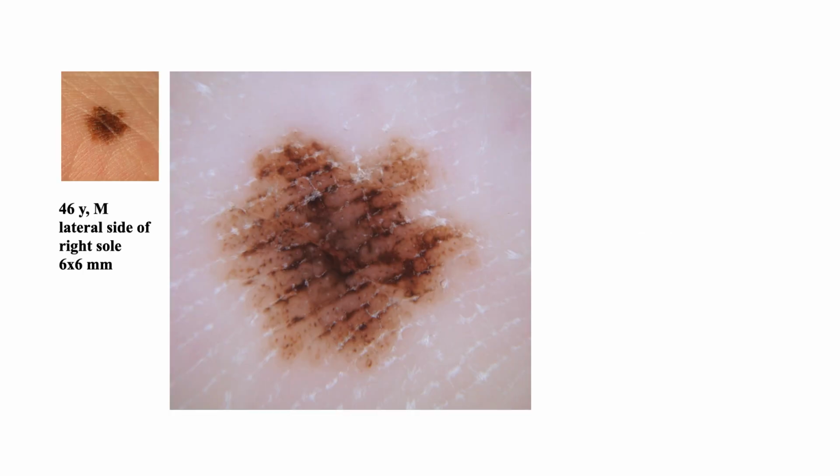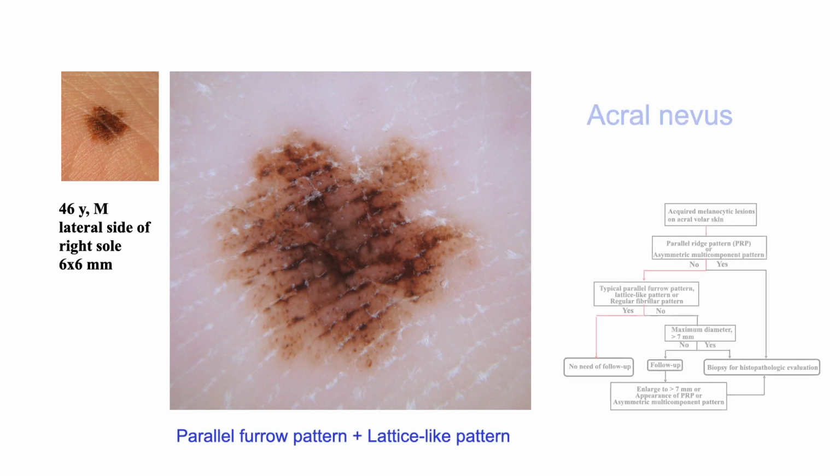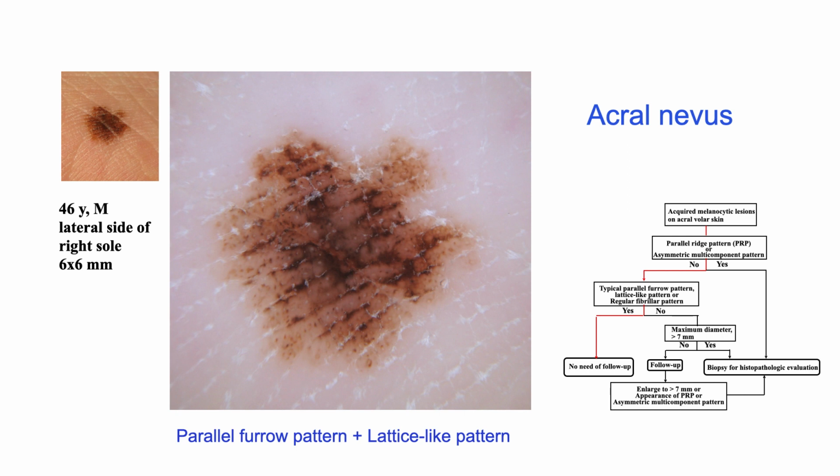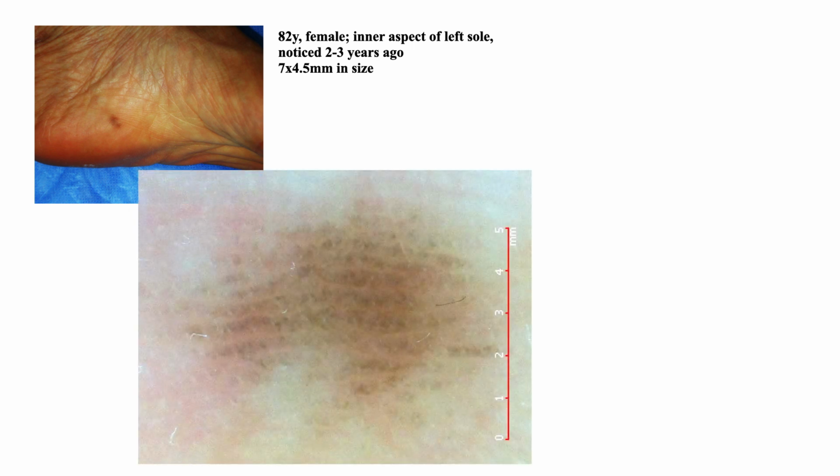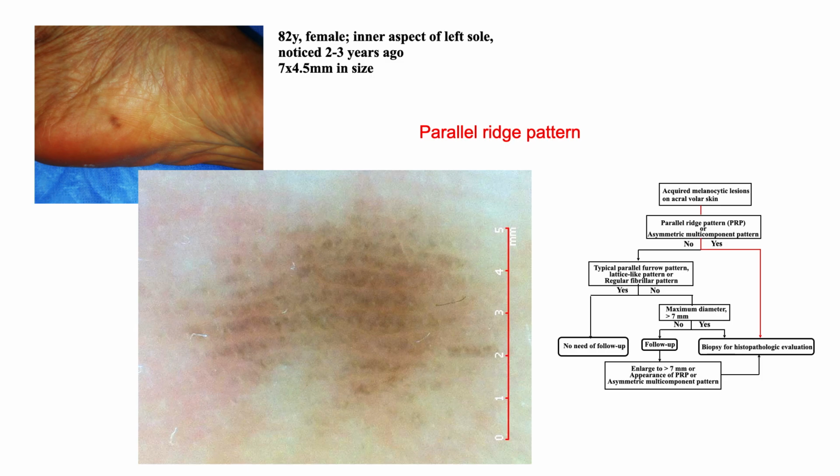This 6 millimeter lesion exhibits the ordinary combination of the parallel furrow pattern and the lattice-like pattern. It goes down by this red route: acral nevus, no need of further follow-up. This 7 millimeter lesion exhibits the parallel ridge pattern and goes down by the red route. It should be biopsied.